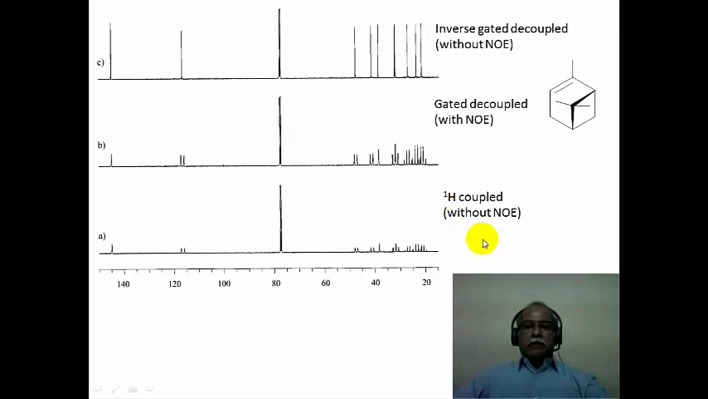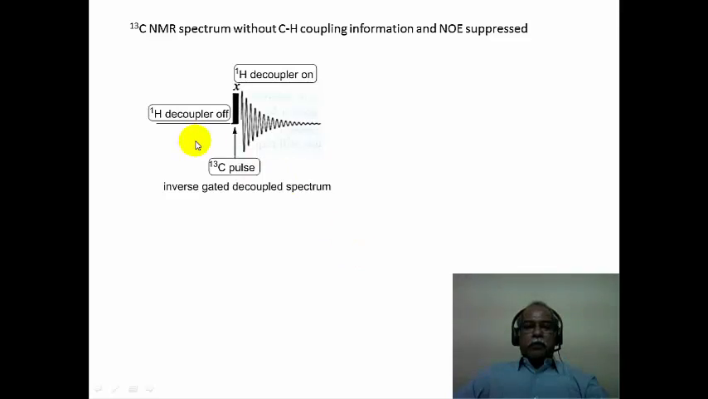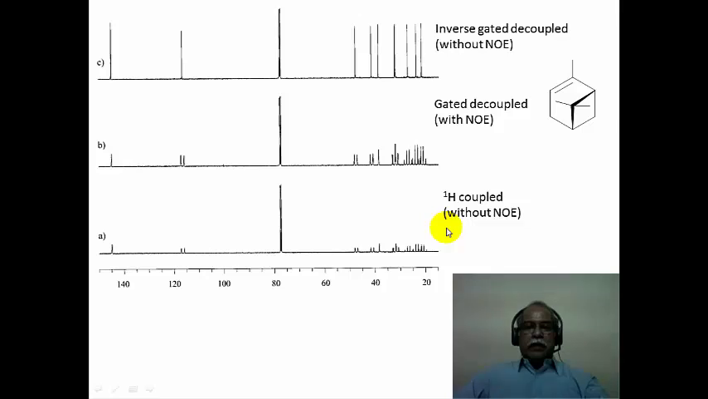This is illustrated in the traces here, which are the carbon-13 spectra of this particular compound known as alpha-pinene. Now if you look at the bottom trace, you have the proton coupled without the NOE. In other words, the proton is coupled and there is no double irradiation of the proton signal prior to turning on the carbon-13 pulse. So there is no NOE buildup, and this is the kind of signal intensity that one observes.